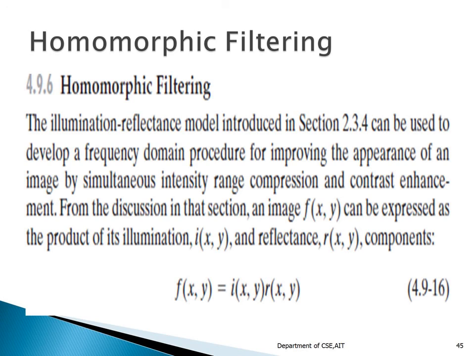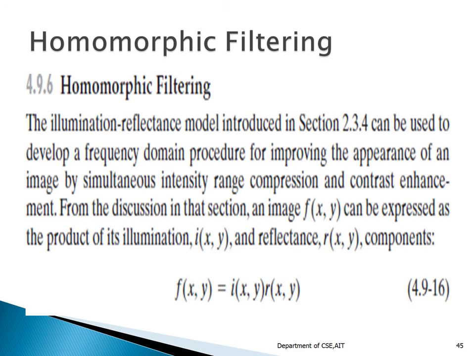In homomorphic filtering, the illumination-reflectance model is combined. It can be used to develop a frequency domain procedure, and this filter improves the performance of an image by simultaneous intensity range compression and contrast enhancement. From the previous discussions, we know that the input image is considered as f(x,y). It can be expressed as a product of the illumination i(x,y) and the reflectance r(x,y) components. That is, f(x,y) is equal to i(x,y) times r(x,y).